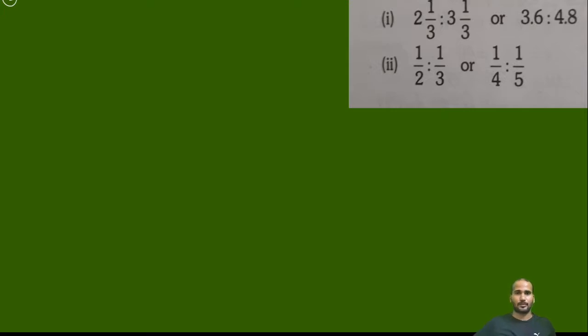So I will take approximately 1 or 2 questions for you. Just look at the first one. It is given that 2 whole 1 by 3 is to 3 whole 1 by 3 and 3.6 is to 4.8. So this is the first ratio and this is the second ratio. So you have to tell which ratio is greater. So first solve these equations. So 3 2s are 6 1 is 7 by 3, ratio 3 3s are 9 1 is 10 by 3.